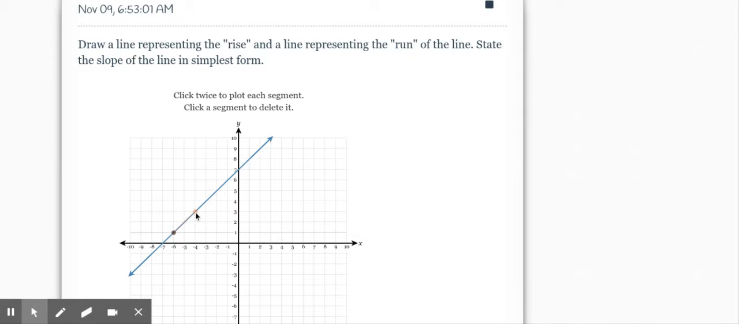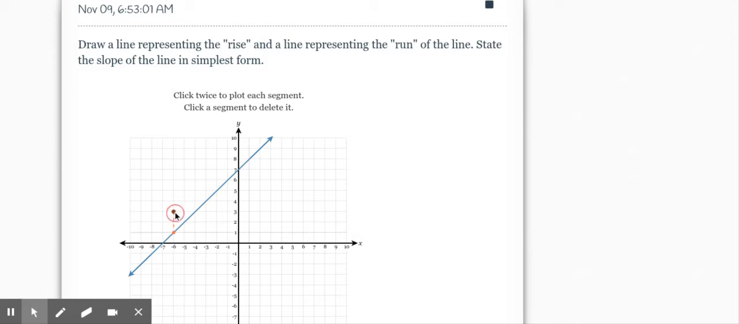A lot of times I see students just make a line right there. But that's not what we're doing here. You don't want to connect the 2 points. So I'm going to click on that and delete that line. And what we're really doing is we're creating our first line to represent the rise. So from my first point, I'm going up 2 units. So I'm going to click, and that is my first line. That represents how much I rise to get from the first point I chose to the second point.